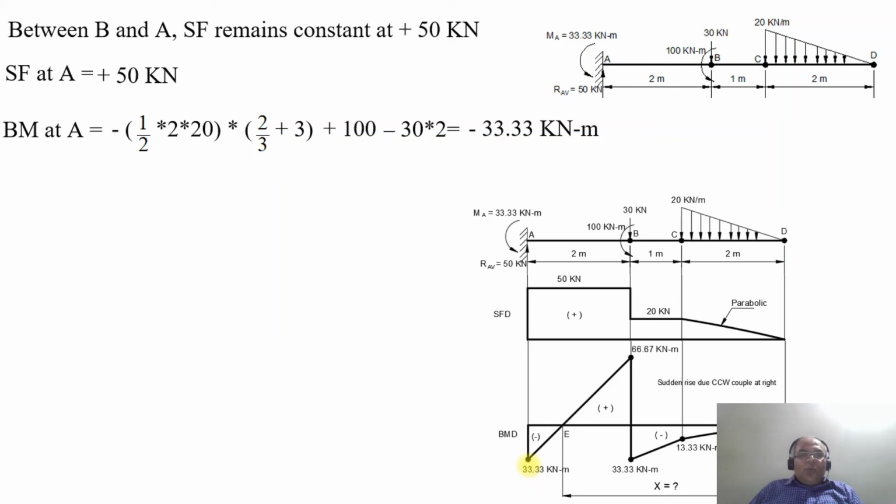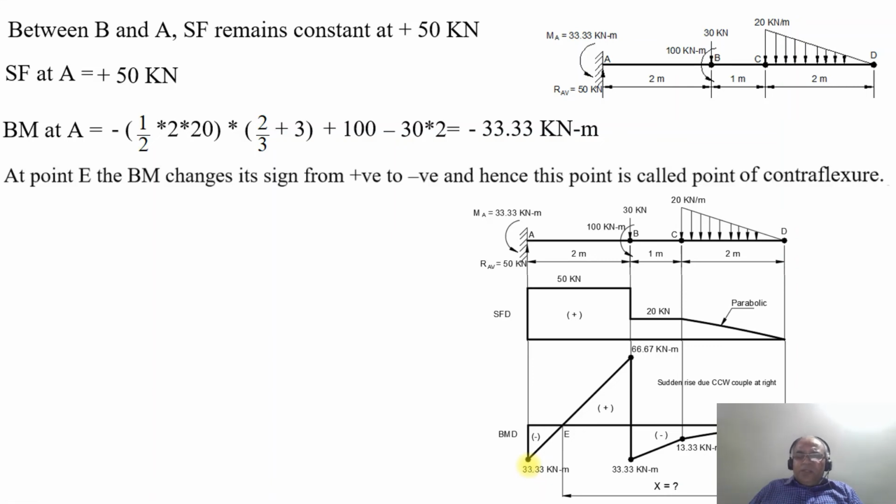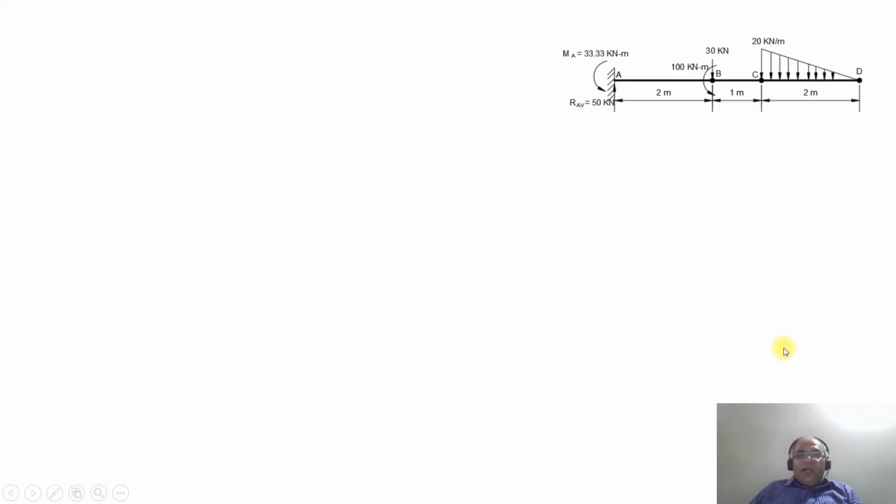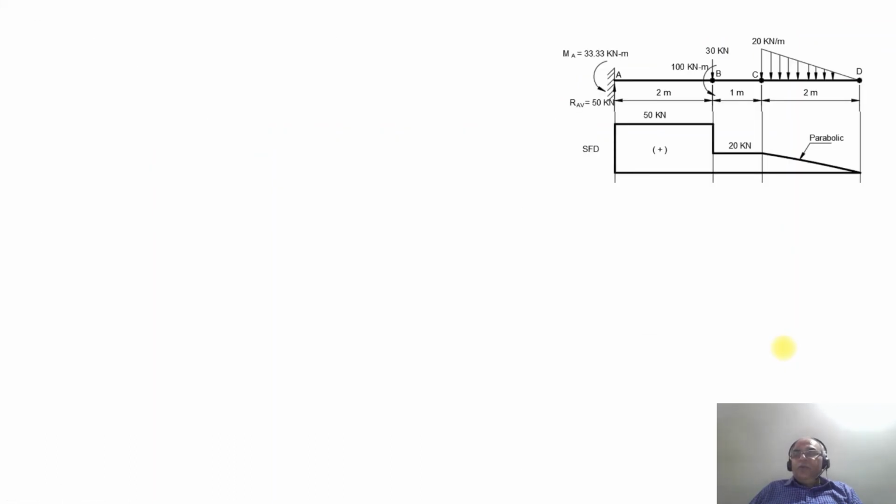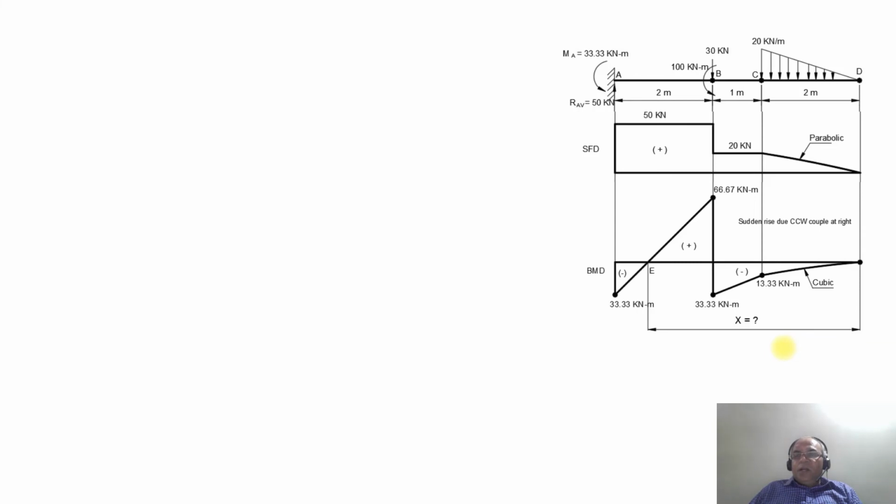So by doing so, what happens? The bending moment is changing its sign from positive to negative at the point E. This point is called the point of contraflexion. So what will be the point of contraflexion? Let this point distance be x meters from D. Once you consider that, here we will have the shear force diagram and also the bending moment diagram at the point x meters. So how to find that?